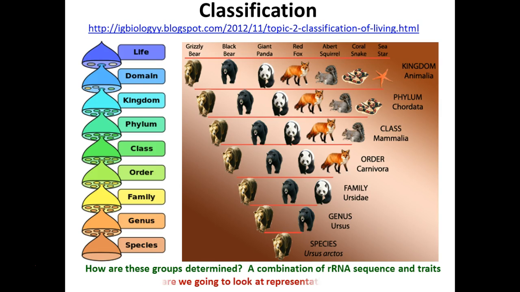So it was through that we actually came up with the domain system, above kingdoms. And there are 3 domains. Which domain are we going to look at today? Yep, the ones with the nucleus, which the domain name is very similar to the cell type, which is Eukarya.